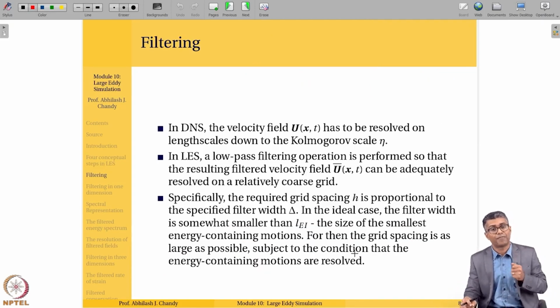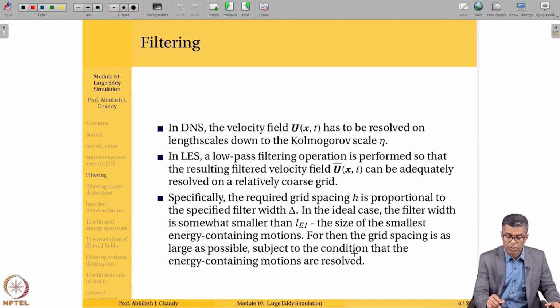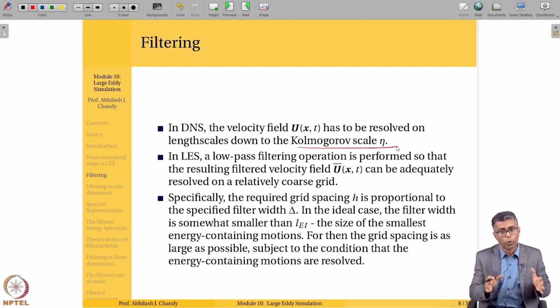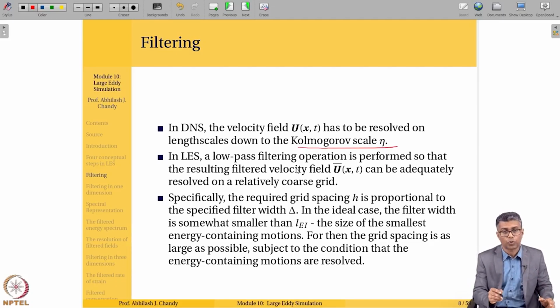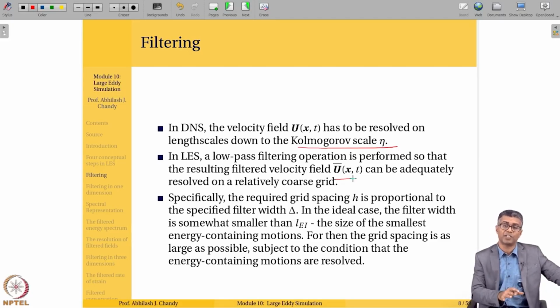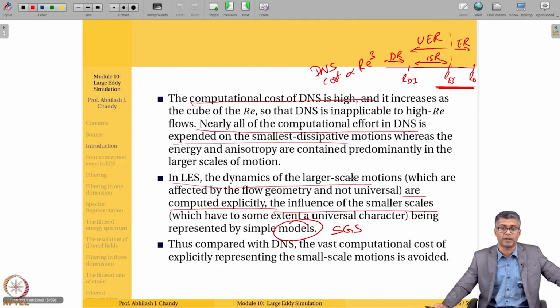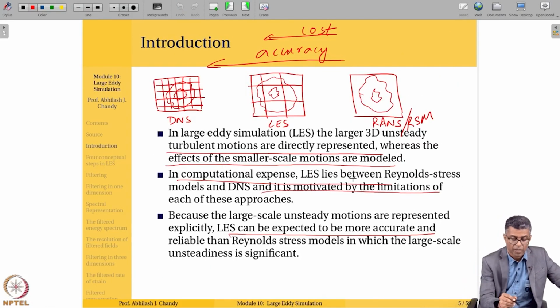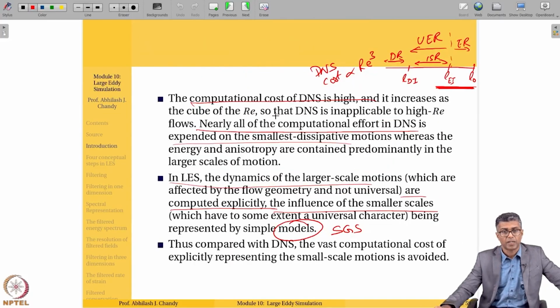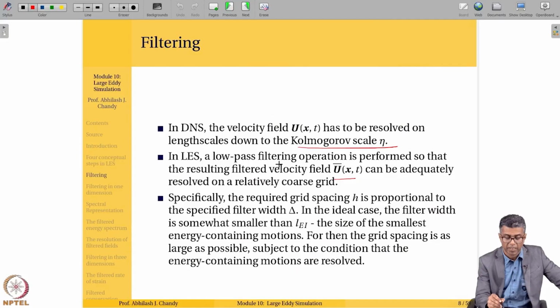Now, let's discuss the filtering operation in a little more detail. In DNS, the velocity field has to be resolved on all length scales all the way down to the Kolmogorov scale, isn't it? In LES, on the other hand, a low-pass filtering operation is performed so that the resulting filtered velocity field u bar can be adequately resolved on a relatively coarse grid. I showed you the grid earlier. Look at the DNS grid versus the LES grid. The LES grid is coarser, and that is what we mean by that.